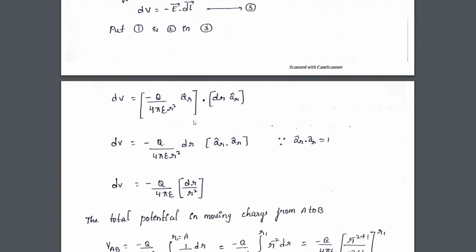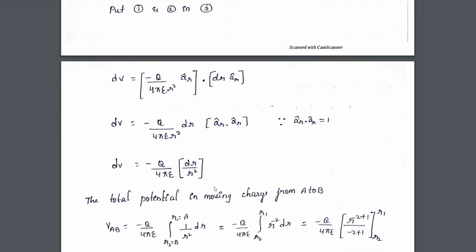And you know how to write here? All the magnitudes should be shifted to one side, and then ar dot ar you need to write. And the dot product is what? If it is in the same direction, the dot product is always 1. So ar dot ar will be equal to 1. So you get dv as minus q by 4 pi epsilon dr by r square.